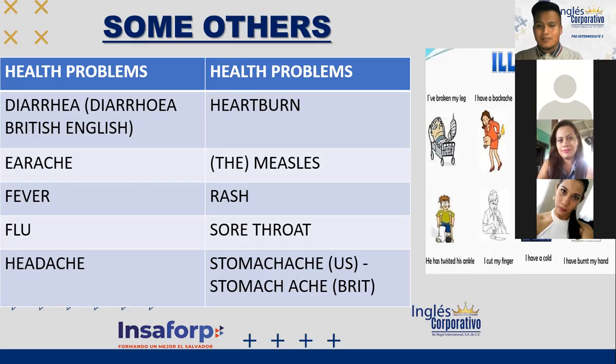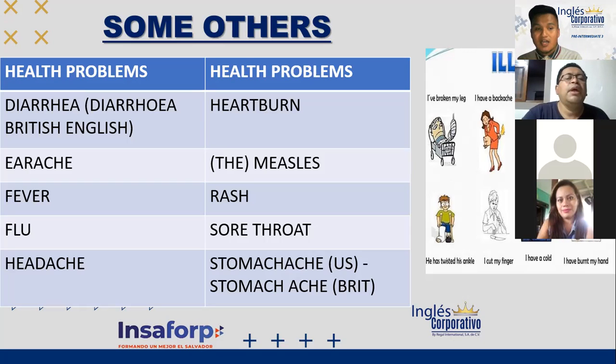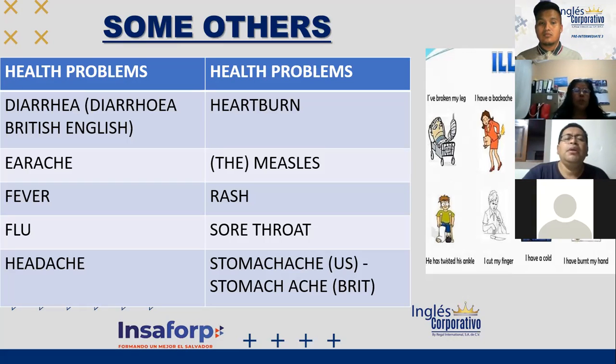Teacher, repeat pronunciation. All right, let me tell you one more time. All of them. I will go one by one. Diarrhea. Earache. Fever. Flu. Headache. Heartburn. Measles. Sore throat. And stomachache.